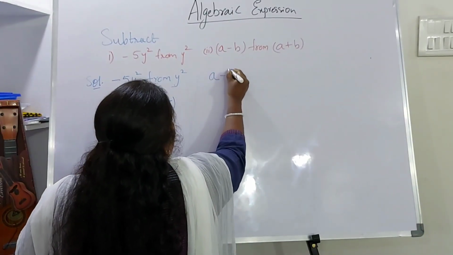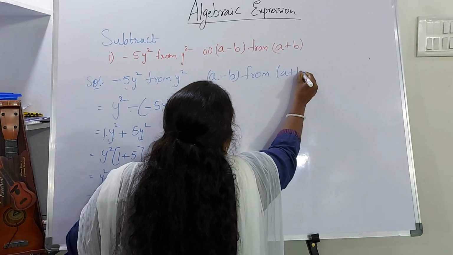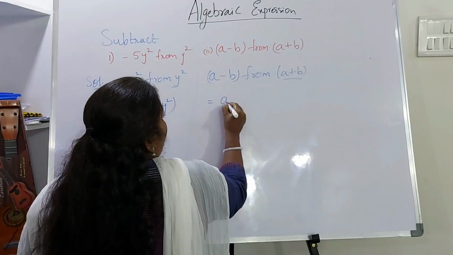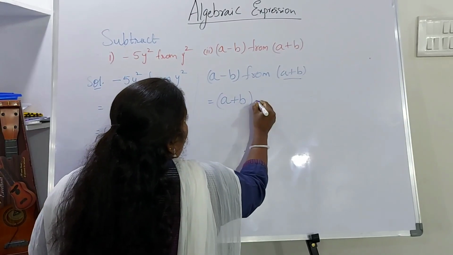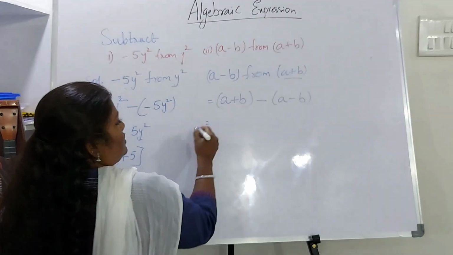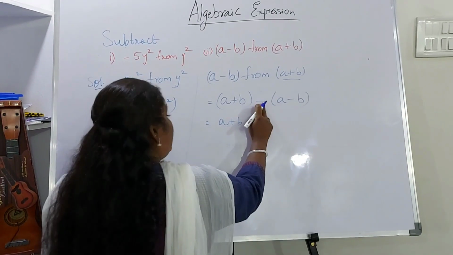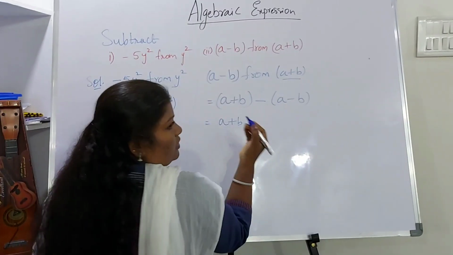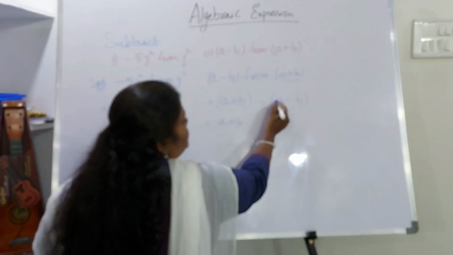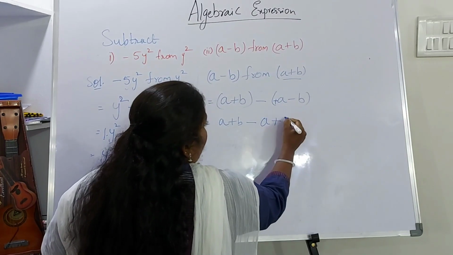Now let me explain the second one. That is a minus b from a plus b. So here also you have to write the second term first. That is a plus b minus of the first term a minus b. Now remove the brackets. So it is a plus b plus, now here I want to remove the bracket. Here the sign is not visible, that means it has a sign of plus. Now minus into plus is minus a, minus into minus is plus b.